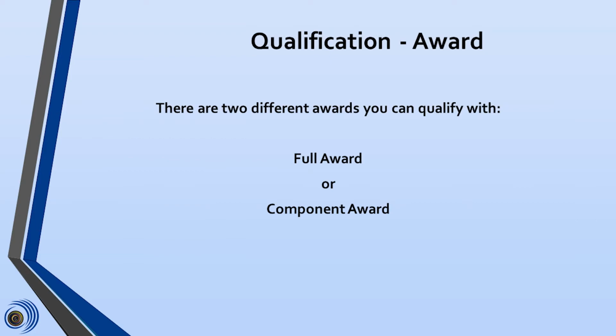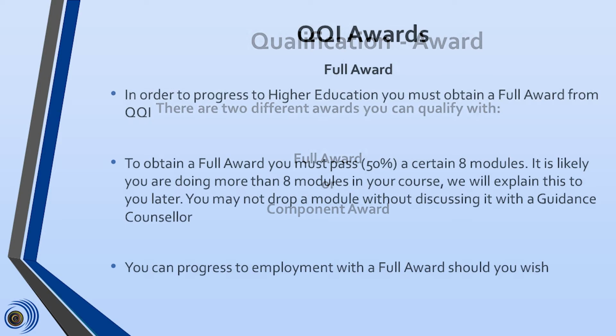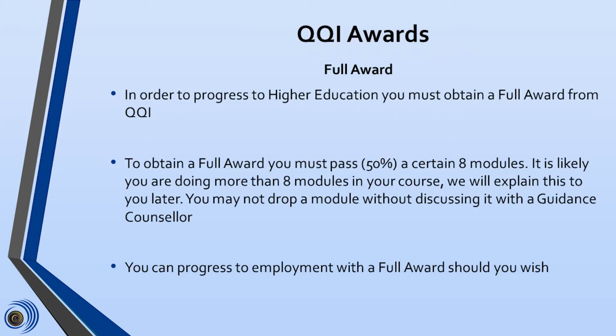Okay, so on completion of your award at Dunboyne College, there are two options you can come out with. You can come out with a full award or a component award. A full award. So in order to progress to higher education, you must obtain the full award. This is crucial in order to progress through the levels to go to a level 6 or a level 7 or 8. To apply for a level 8 degree, let's say, for example, you will need to complete your full award. And this comprises the 8 modules that we'll talk about in a minute.